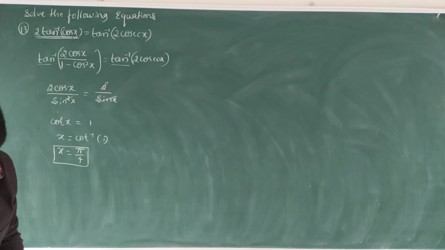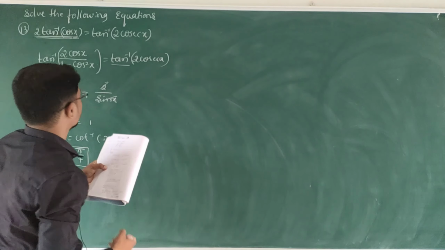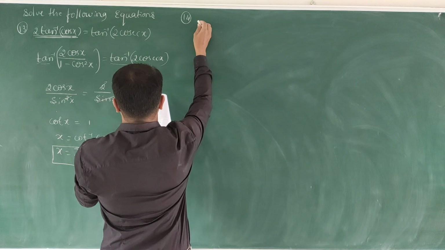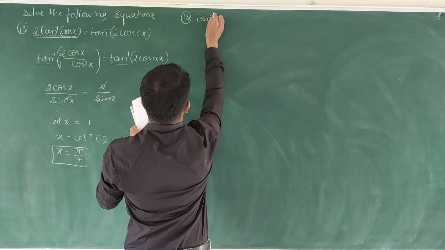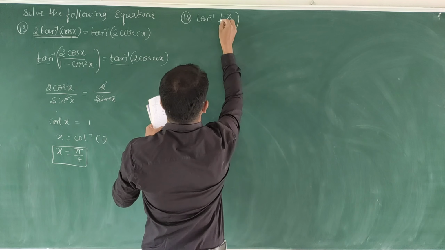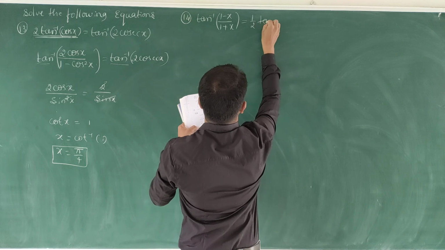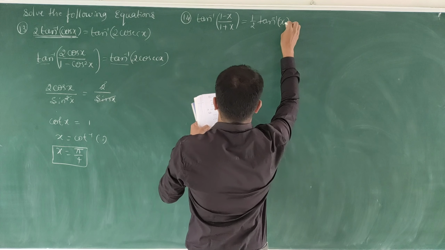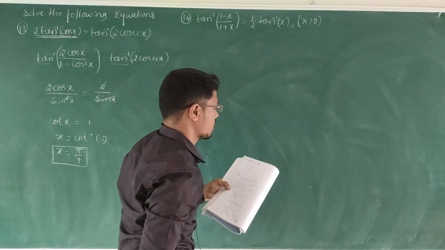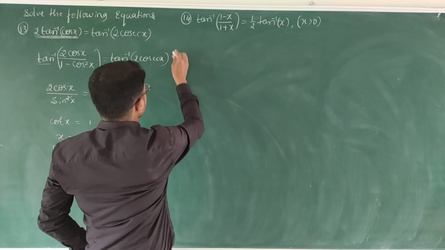Okay, next is the 14th one. Tan inverse of 1 minus x divided by 1 plus x is equal to 1 by 2 tan inverse x, where x is greater than 0. We have to solve for x in this. So see the solution.